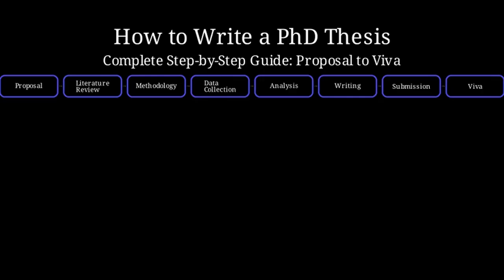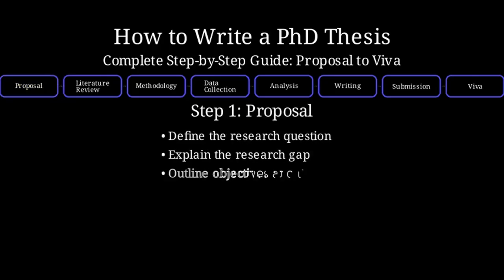Step 1 is the proposal. This is where you define your research question, state the problem, and show why your topic is important. A strong proposal has a clear aim, a focused scope, and a realistic plan.